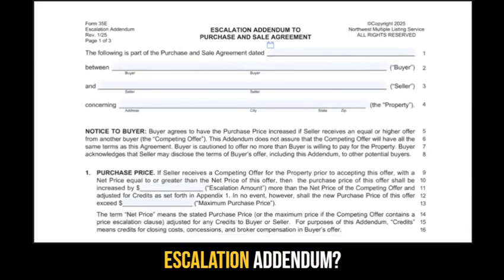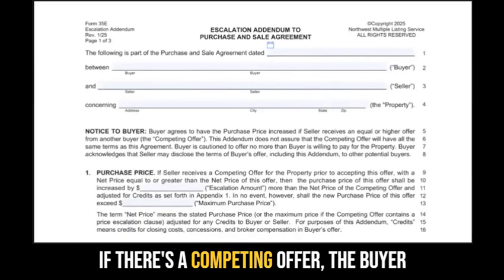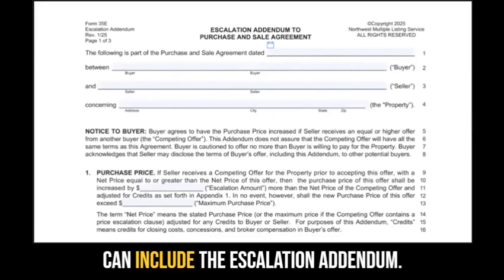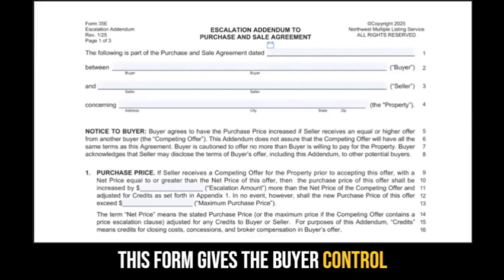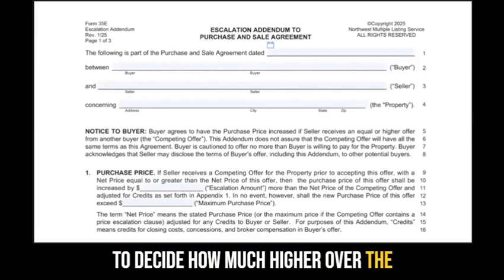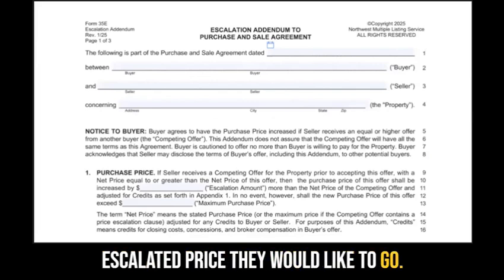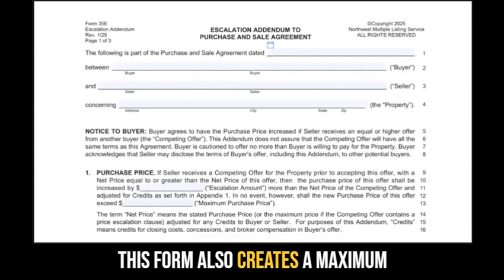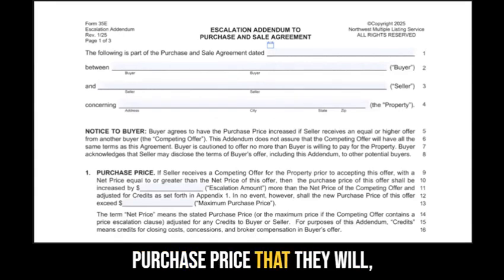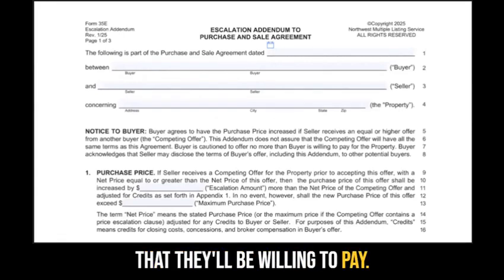When do we use the escalation addendum? If there's a competing offer, the buyer can include the escalation addendum. This form gives the buyer control to decide how much higher over the escalated price they would like to go. This form also creates a maximum purchase price that they'll be willing to pay.